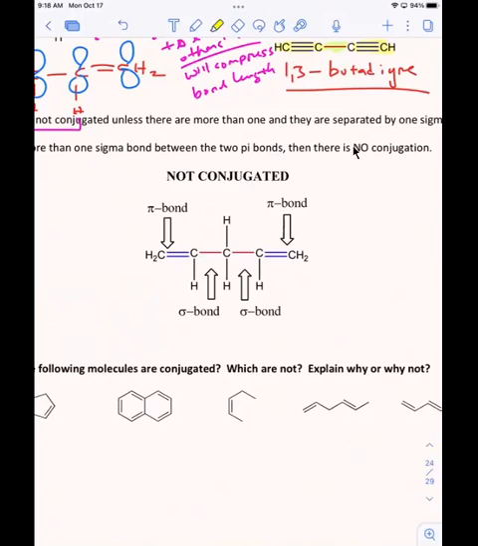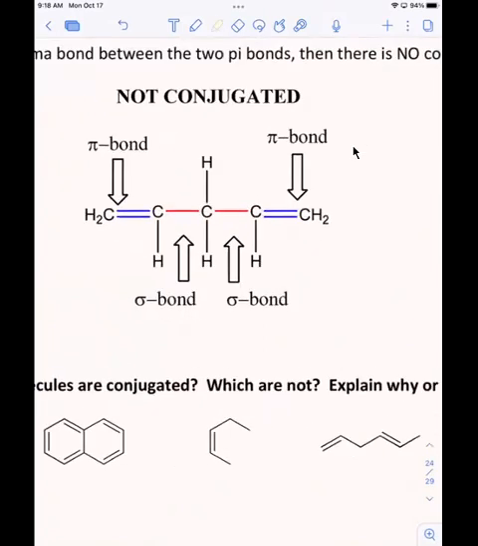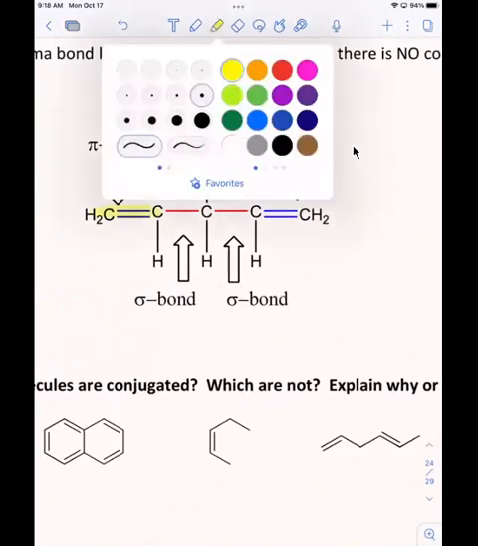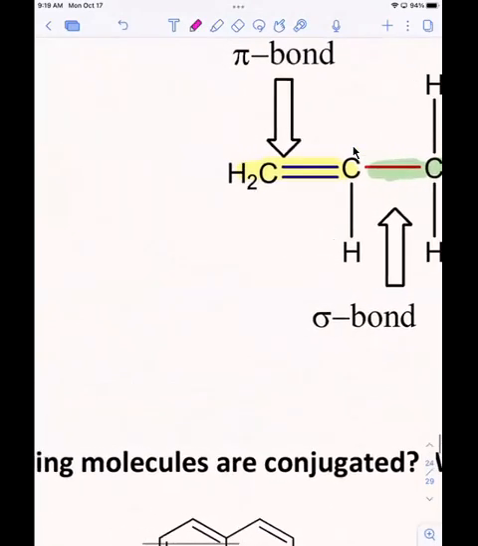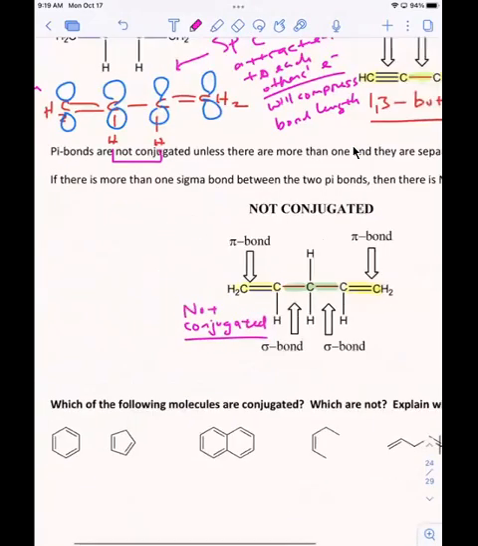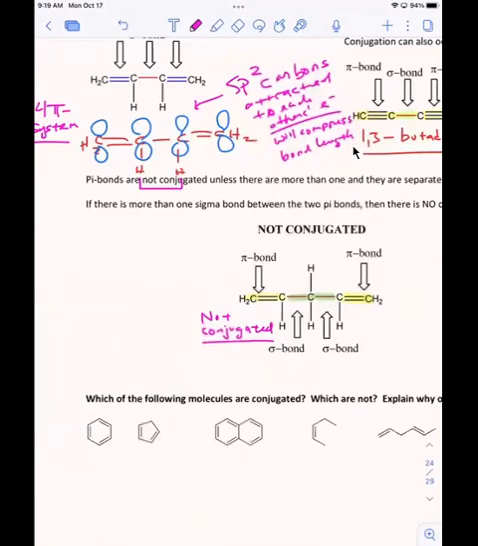All right, if you look at this system right here, this is not conjugated. You can see the pattern is broken. This is pi, and then you have sigma, sigma, and then pi. That doesn't work. That's not conjugated. The only time a system is conjugated is if you have that criteria of pi, sigma, pi.